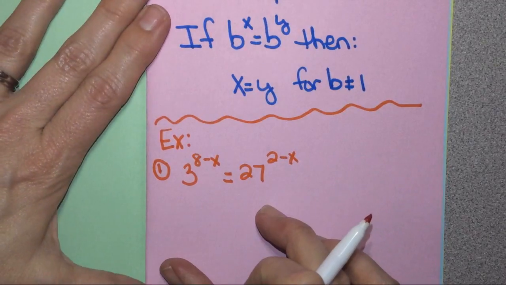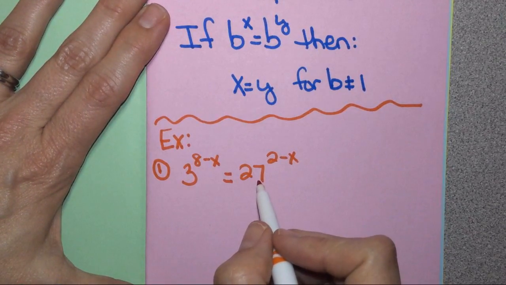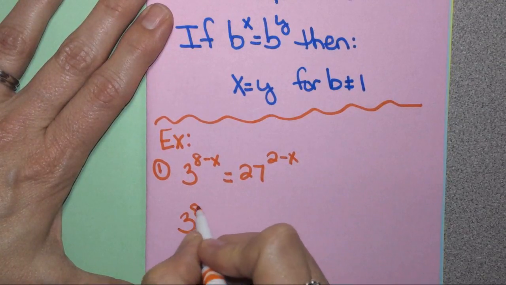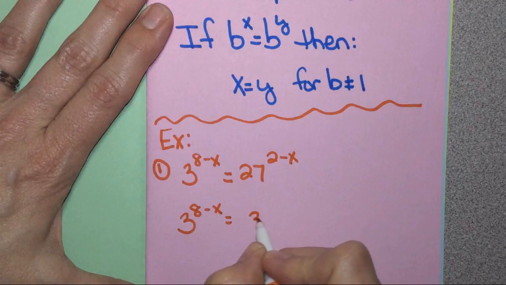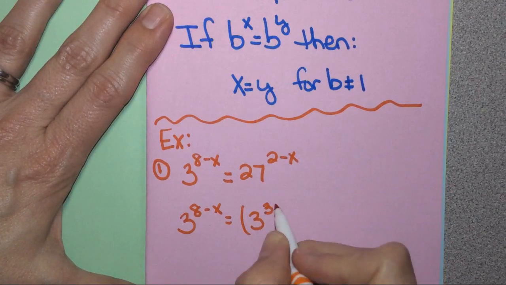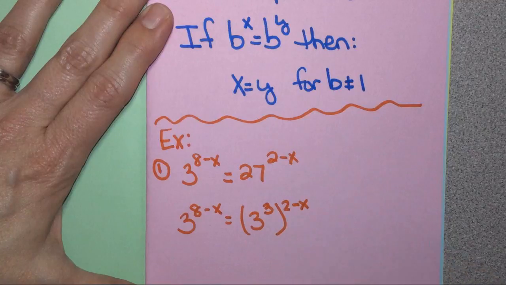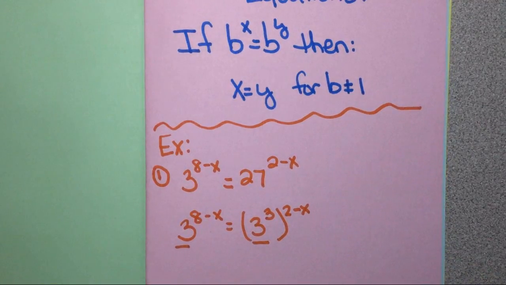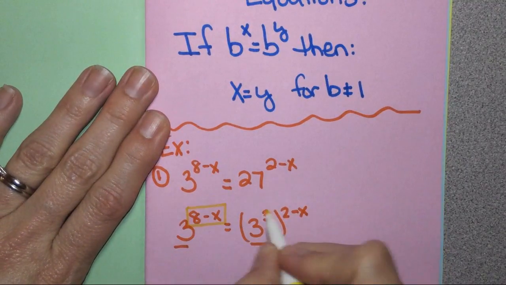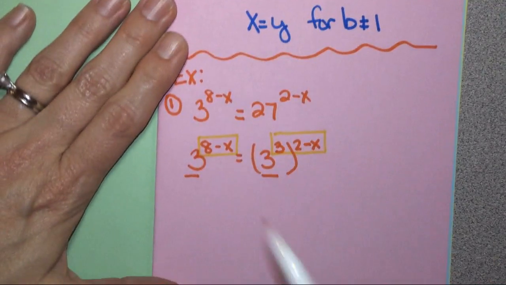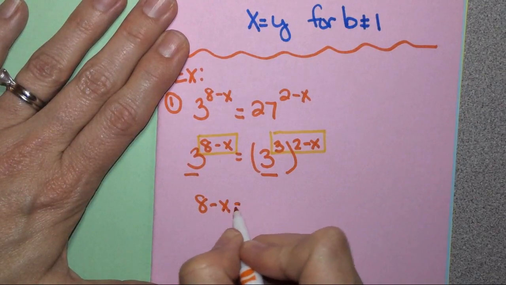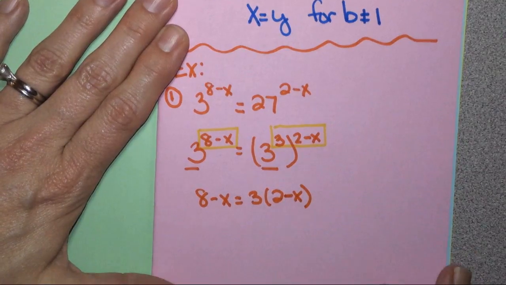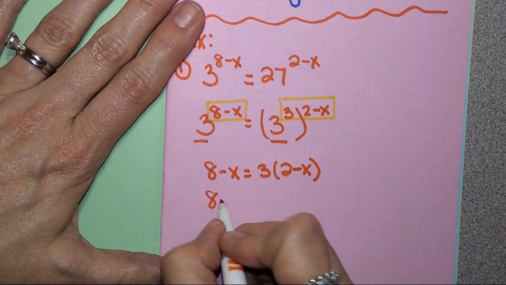So I know that I can rewrite 27 as 3 to the third power. So I'm going to rewrite this as 3 to the 8 minus x is equal to 3 to the third, to the 2 minus x. Now that I have like bases, I can take my two exponents and I can make them equal. So I can say 8 minus x is equal to 3 times 2 minus x. And then it just becomes a simple algebra 1 problem.